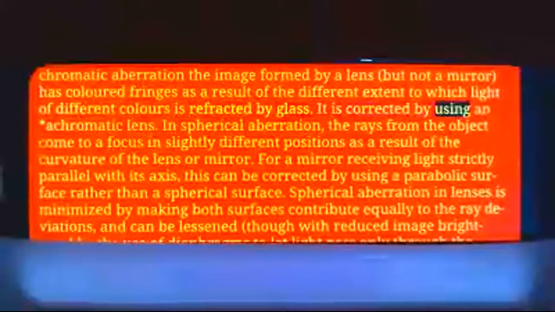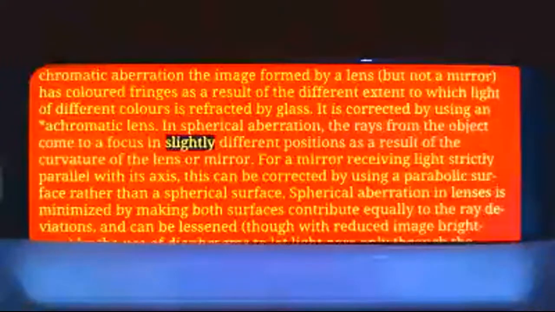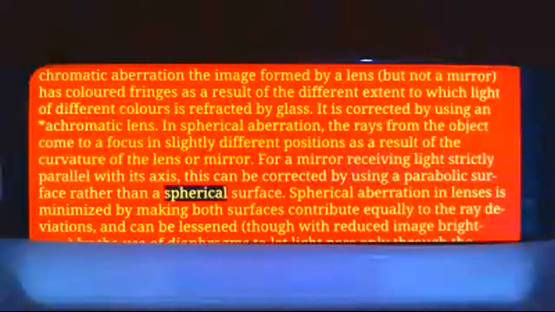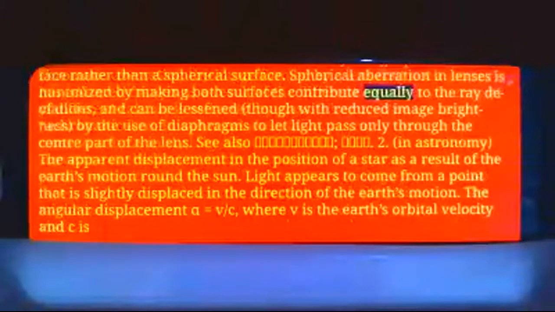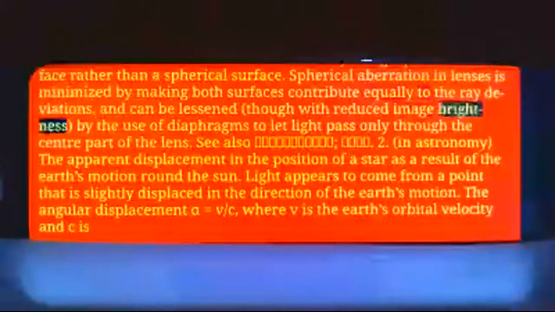In spherical aberration, the rays from the object come to a focus in slightly different positions as a result of the curvature of the lens or mirror. For a mirror receiving light strictly parallel with its axis, this can be corrected by using a parabolic surface rather than a spherical surface. Spherical aberration in lenses is minimized by making both surfaces contribute equally to the refraction and can be lessened, though with reduced image brightness, by the use of diaphragms to let light pass only through the center part of the lens.